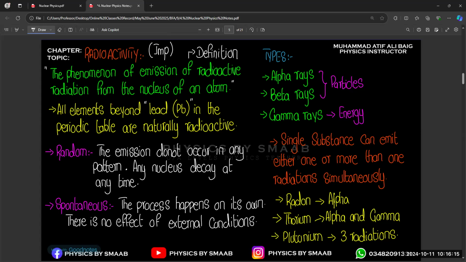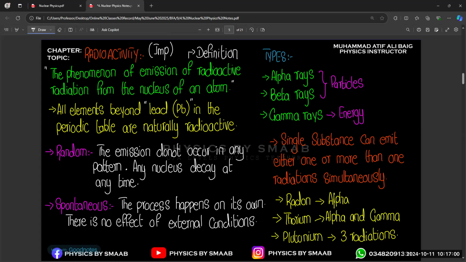naturally radioactive. Radioactive means they are emitting radiation from the nucleus of an atom. It means something is continuously coming out from the nucleus, and the thing coming out is radiation. Naturally radioactive means, like the same example we discussed, there is a hole in the pouch and water is continuously leaking from it. In the same way, radiations are leaking from the nucleus of an atom. All the elements beyond lead in the periodic table are naturally radioactive.